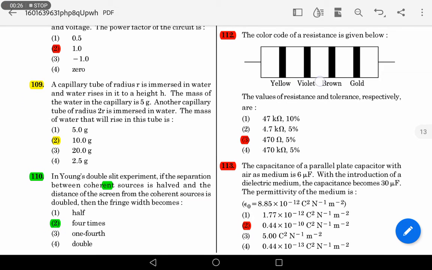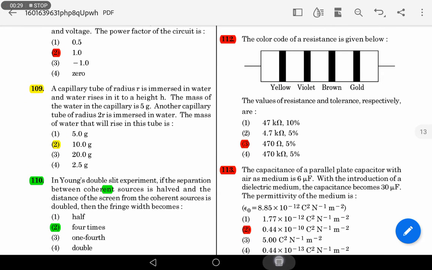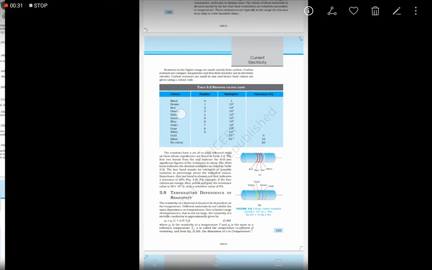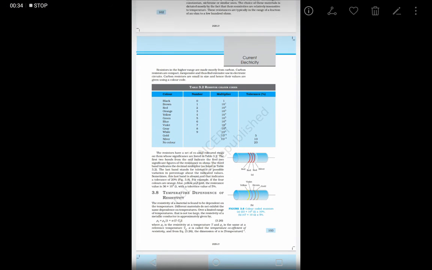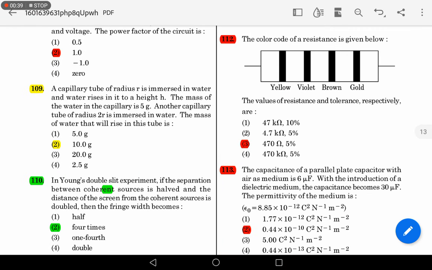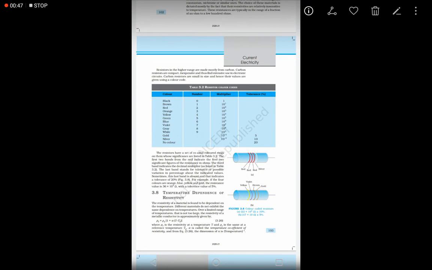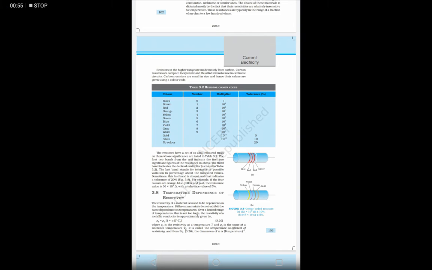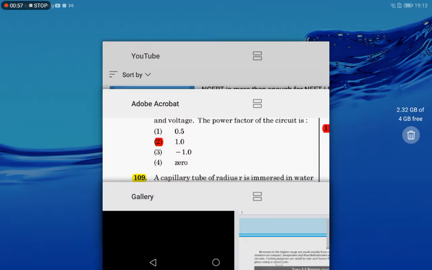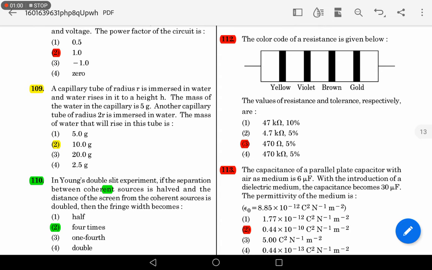Since the colors are yellow, violet, brown, gold: yellow stands for 4, violet stands for 7, so 47 will be the initial part, multiplied by its multiplier, which is brown, and gold means the tolerance is 5 percent. Brown, you could see, is 10. So 47 into 10 is going to be 470 ohm and tolerance will be 5 percent.